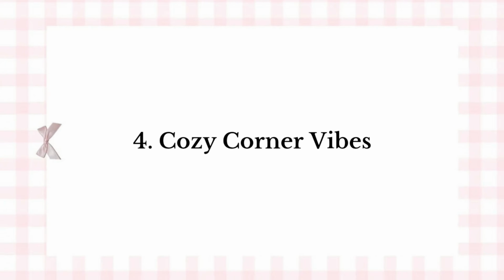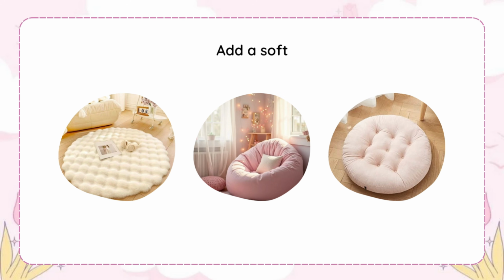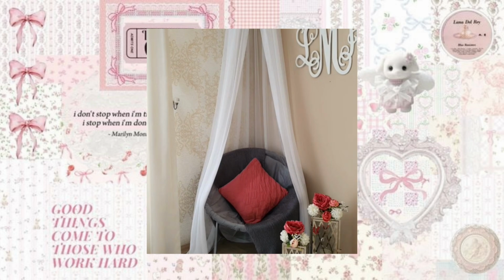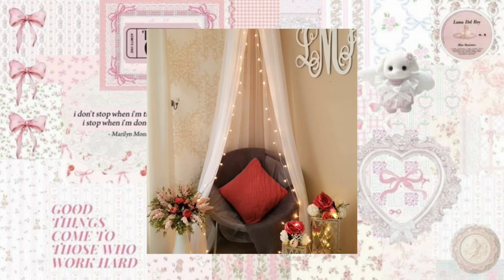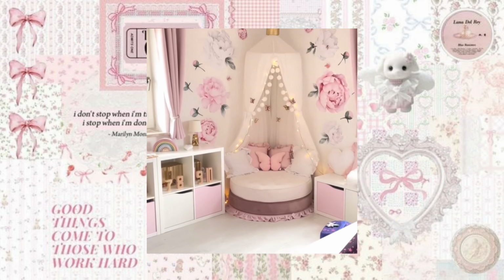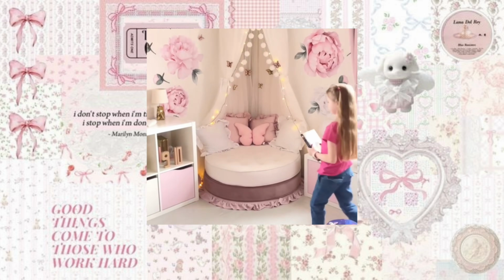4. Cozy corner vibes. If you have some extra space, create a cozy corner. Add a soft rug, a beanbag or floor cushions. Decorate with candles, real or LED, plushies, a basket for blankets, or fairy lights overhead. This corner becomes the perfect chill zone for reading, journaling, or just scrolling through your phone.